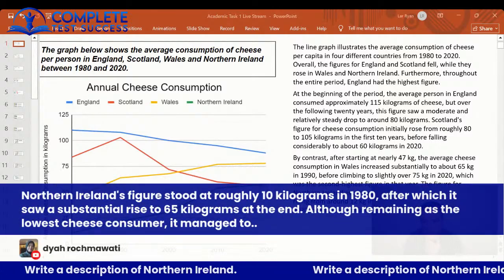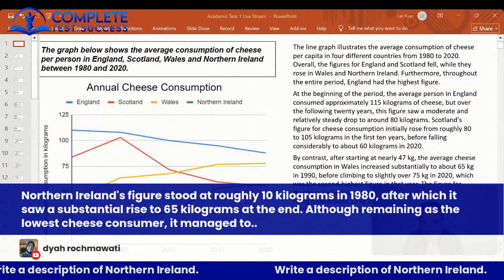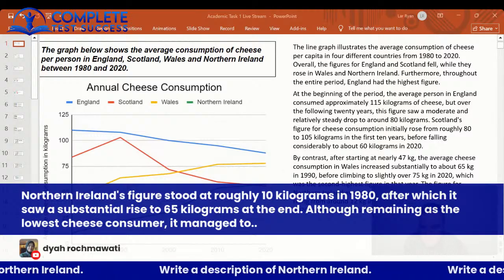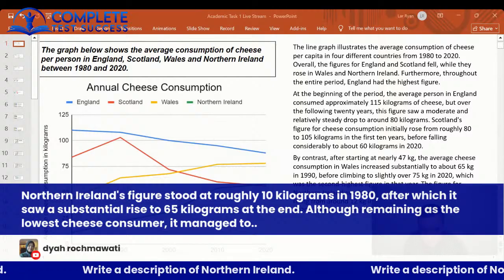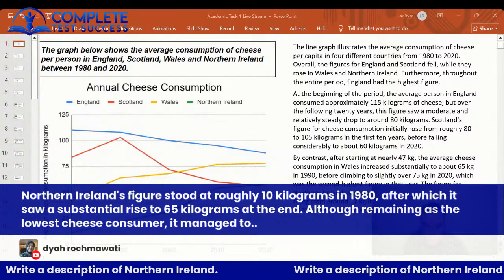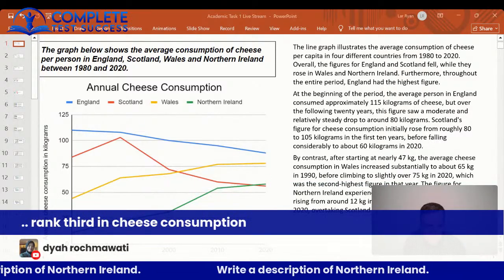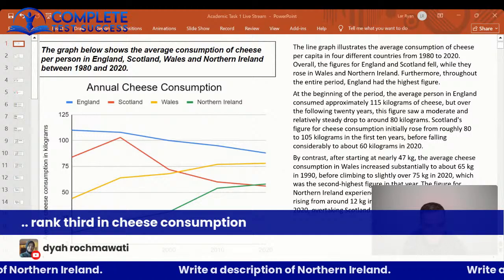Right, so let me see what comments we have left here. So Dia says, Northern Ireland's figure stood at roughly 10 kgs in 1980. Okay. After which it saw a substantial rise to 65 kg at the end. Yep, that's fine. Although it remained as the lowest cheese consumer, it managed to rank third in cheese consumption.